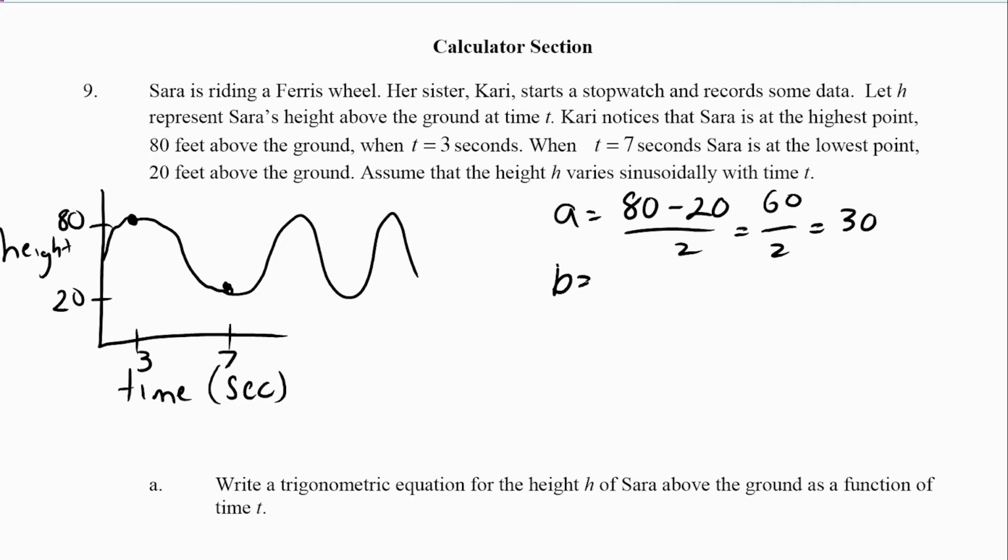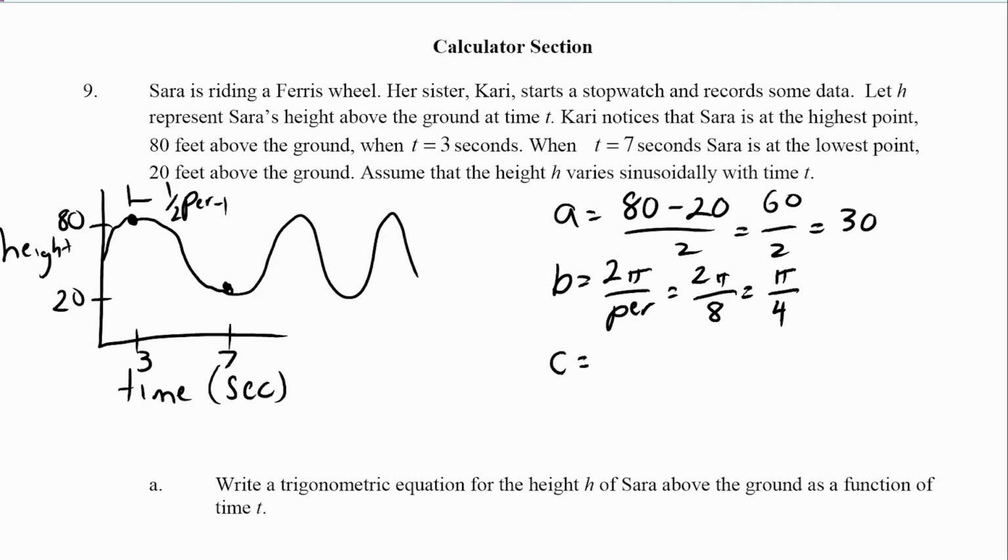B value, on the other hand, I see that this is half a period. So the b value is 2 pi over the period. So I'm going to write 2 pi over. From 3 to 7, that's 4, then double it. So that's going to give me 8. Or I could just reduce it down to pi over 4. Or you could just put pi over half the period. Doesn't matter. Some people just like to jump straight there.